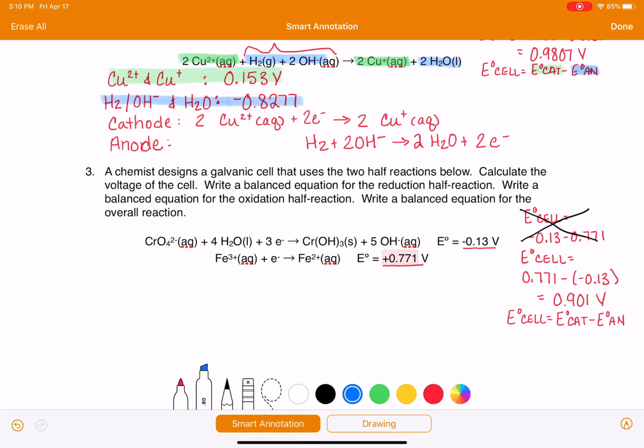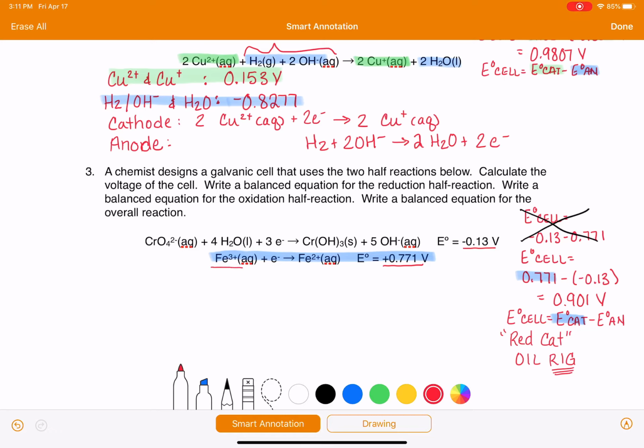The cathode is the 0.771. So this is the cathode right here. Is the cathode reduction or oxidation? Remember our friend red cat. So the cathode is reduction. Remember oil rig. Reduction is gain, adding electrons. In the reduction reaction, electrons are being added, so they are on the left-hand side of the equation.